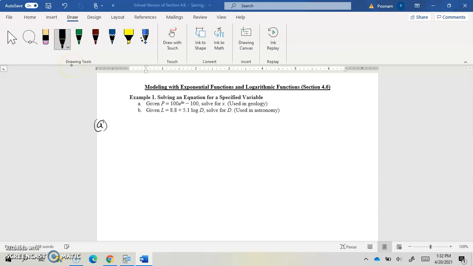The first one is P is equal to 100 e raised to power kx minus 100, and it is asked to solve for x. That means we have to find x in terms of other variables. So what would you do? You will try to isolate the term containing x. So I would add 100 on both sides. That would give me 100 e raised to power kx is equal to P plus 100.